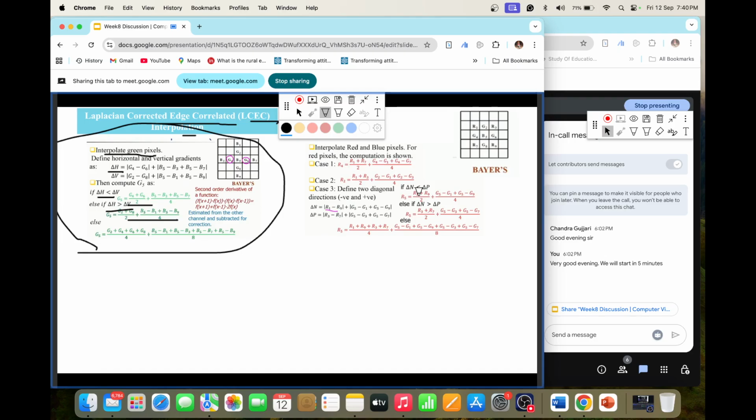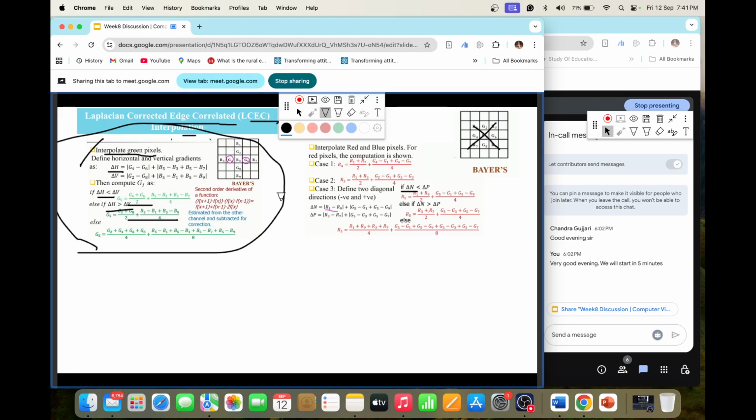Here we talk about delta N and delta P. So here we talk about the diagonal. Here we are talking about the plus sign around this green pixel. Here we talk about the diagonals, this or this. Wherever delta N is smaller we will do this, if delta P is smaller we will do this. So here we are talking about the diagonal. This does not come much, but the green pixel question always comes.